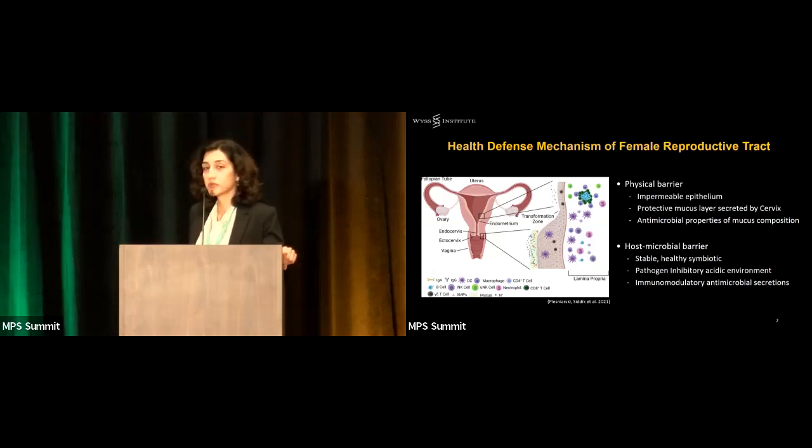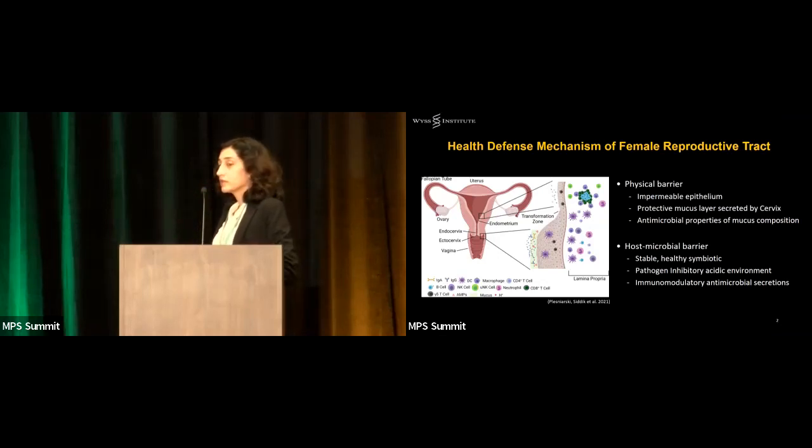The cervix tissue is basically the factory of the mucus production in the female reproductive tract. It provides a physical barrier on the surface of the cervix and vagina that separates the interaction of any particles and substances that want to reach the epithelium, and that protects the epithelium and the upper reproductive tract from those invasions. The mucus layer also consists of a lot of antimicrobial properties that also contributes significantly to the health defense mechanism of the reproductive tract.